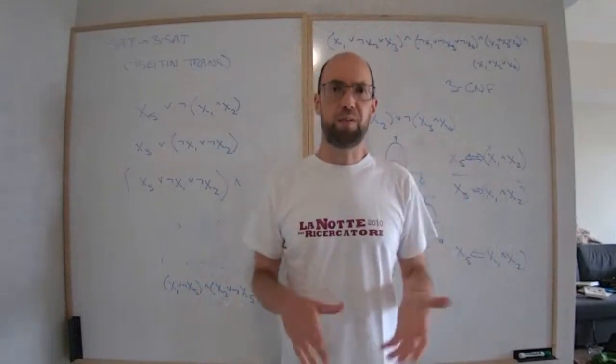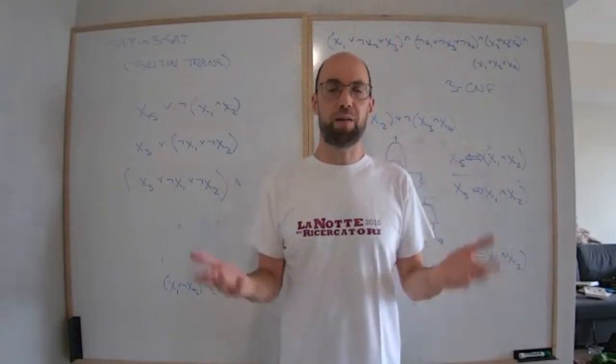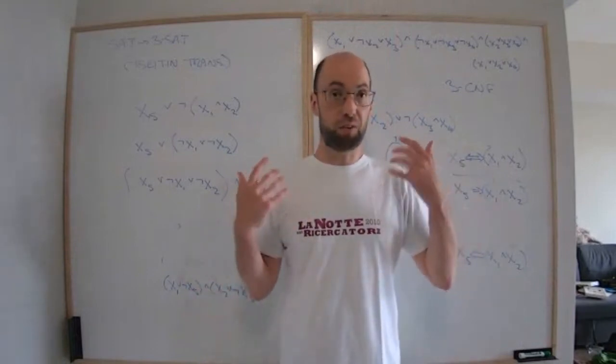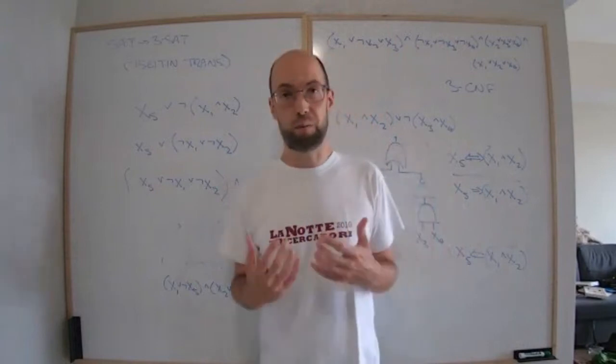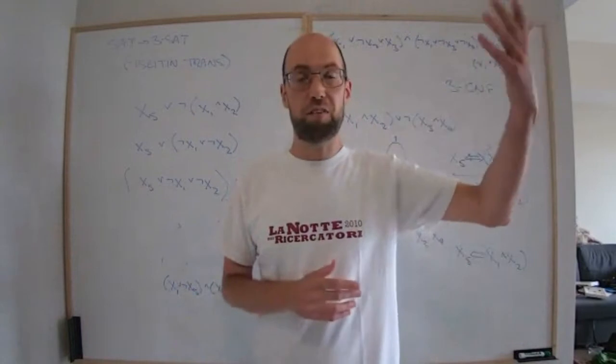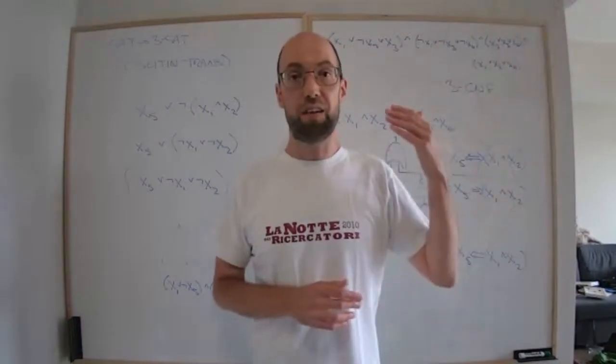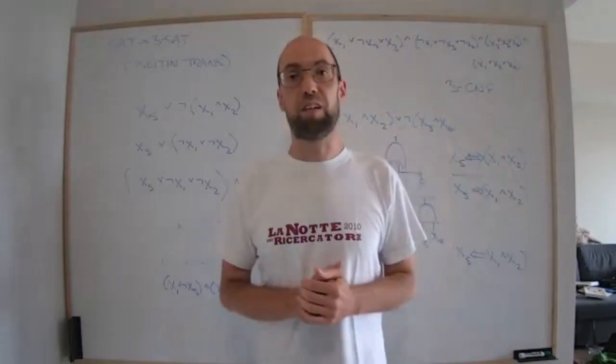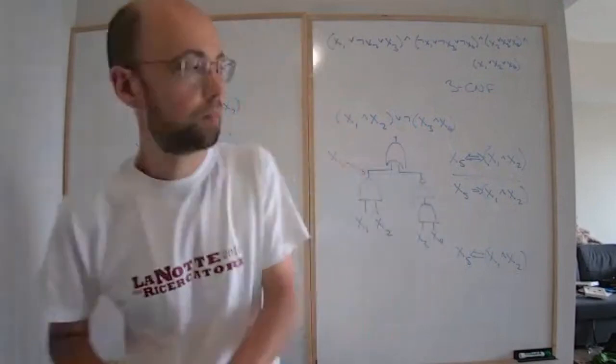So just believe me, you can take any SAT formula, and in polynomial time, you can turn it into a three CNF formula, such that the first formula is satisfiable if and only if the resulting is satisfiable. Okay.